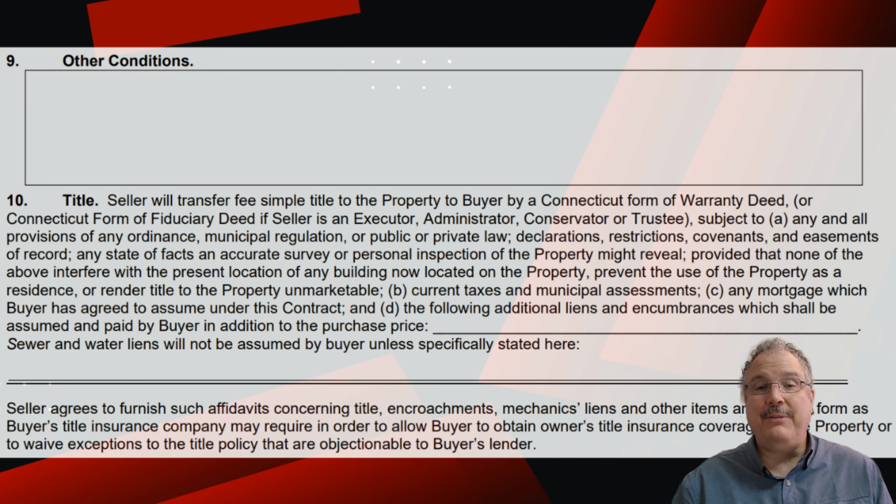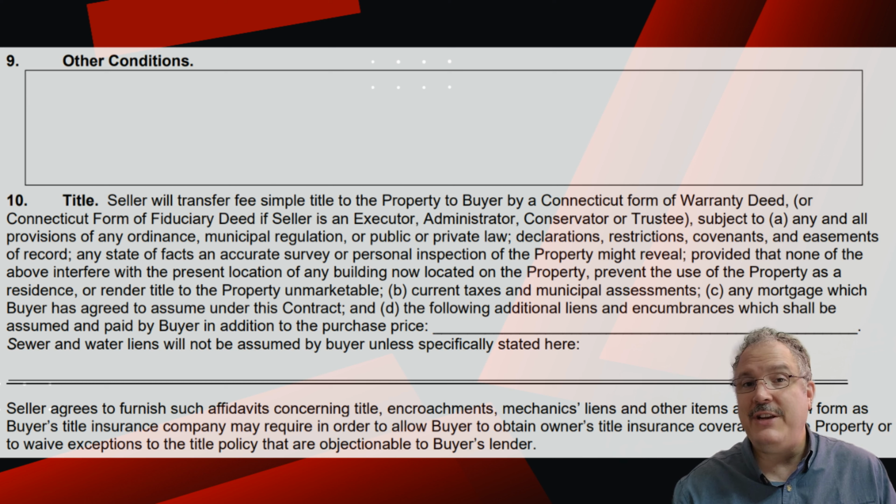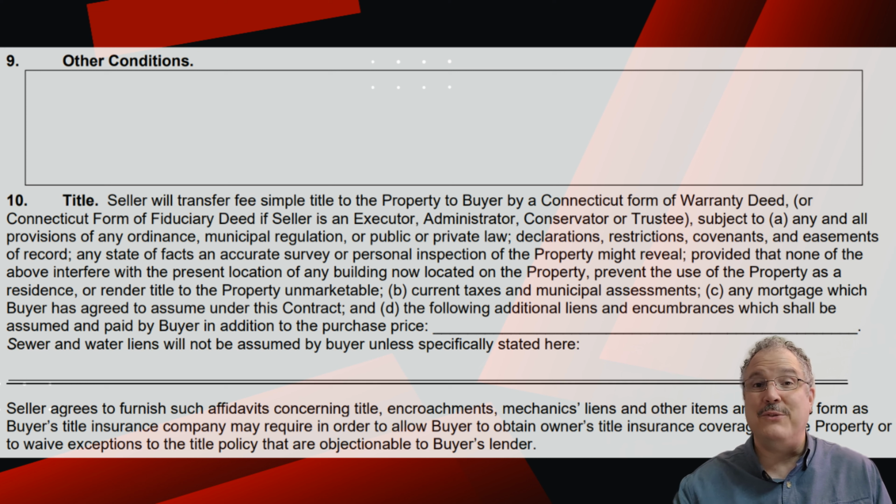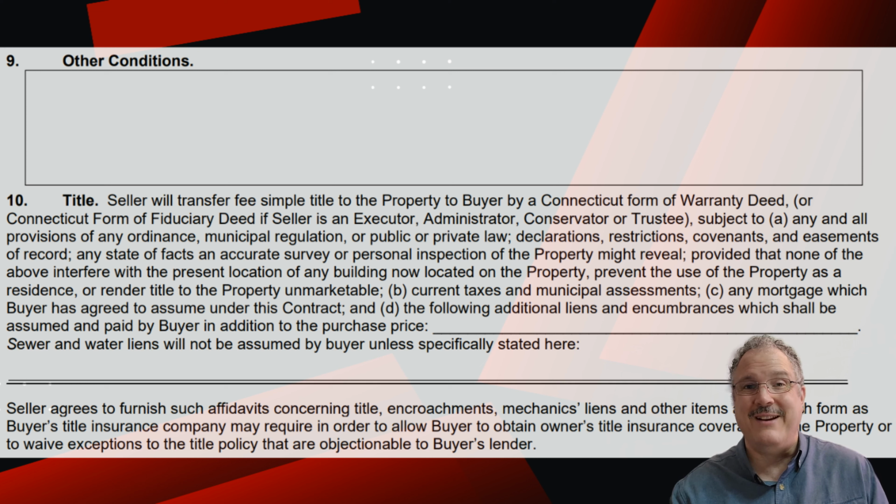Section 9 is simply a place where we could put other conditions to this purchase contract. And most often, a lot of the other strategies that can be utilized in the offering and purchase of property will be put in here. And I'll talk about those strategies and conditions a little bit later.